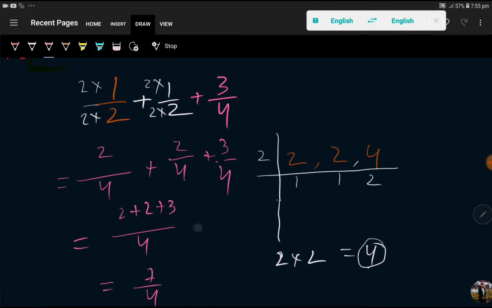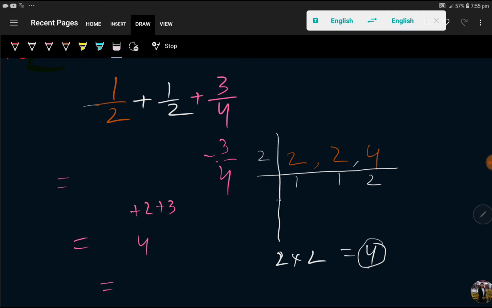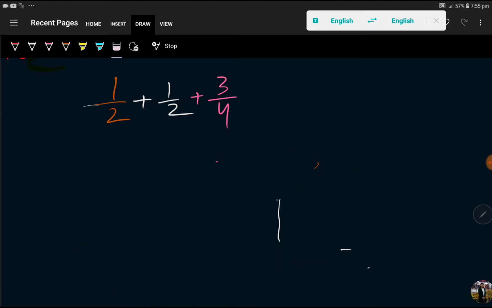Okay, let me show you the third method. Actually, the third method is very similar to this method, but I need to show you so that you can have clear knowledge, right? Okay, so what I need is the LCD, least common denominator. What is the least common denominator? The least common denominator means the smallest multiple that these three numbers share, right?